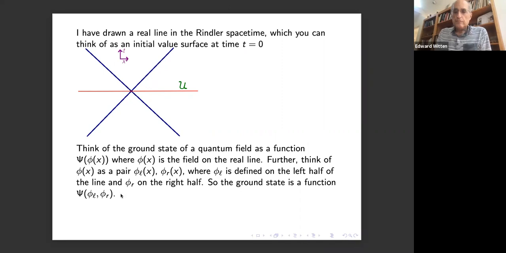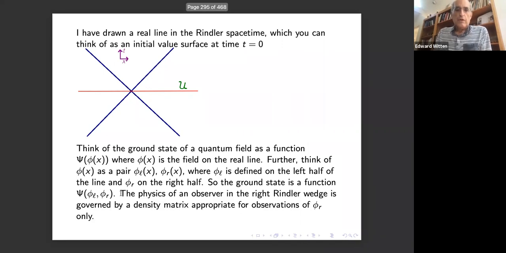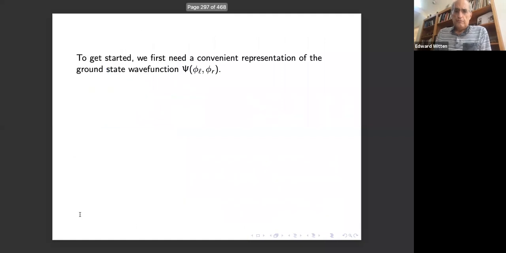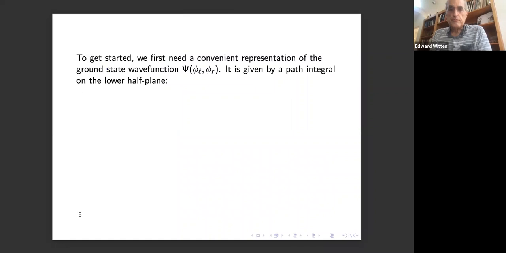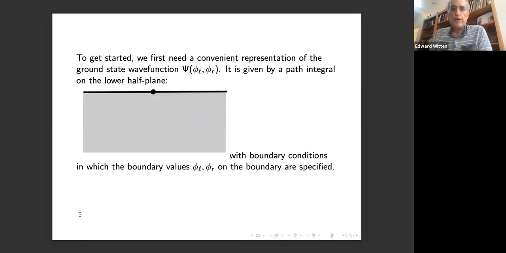So the physics of an observer in the right Rindler wedge is governed by a density matrix appropriate for observations of phi right only. And we want to compute that density matrix. To get started, we first need a convenient representation of the ground state wave function, psi, which depends on both phi left and phi right. It's given by a path integral on the lower half plane with boundary conditions in which the boundary values phi left and phi right on the boundary are specified. Phi left over here and phi right over here.